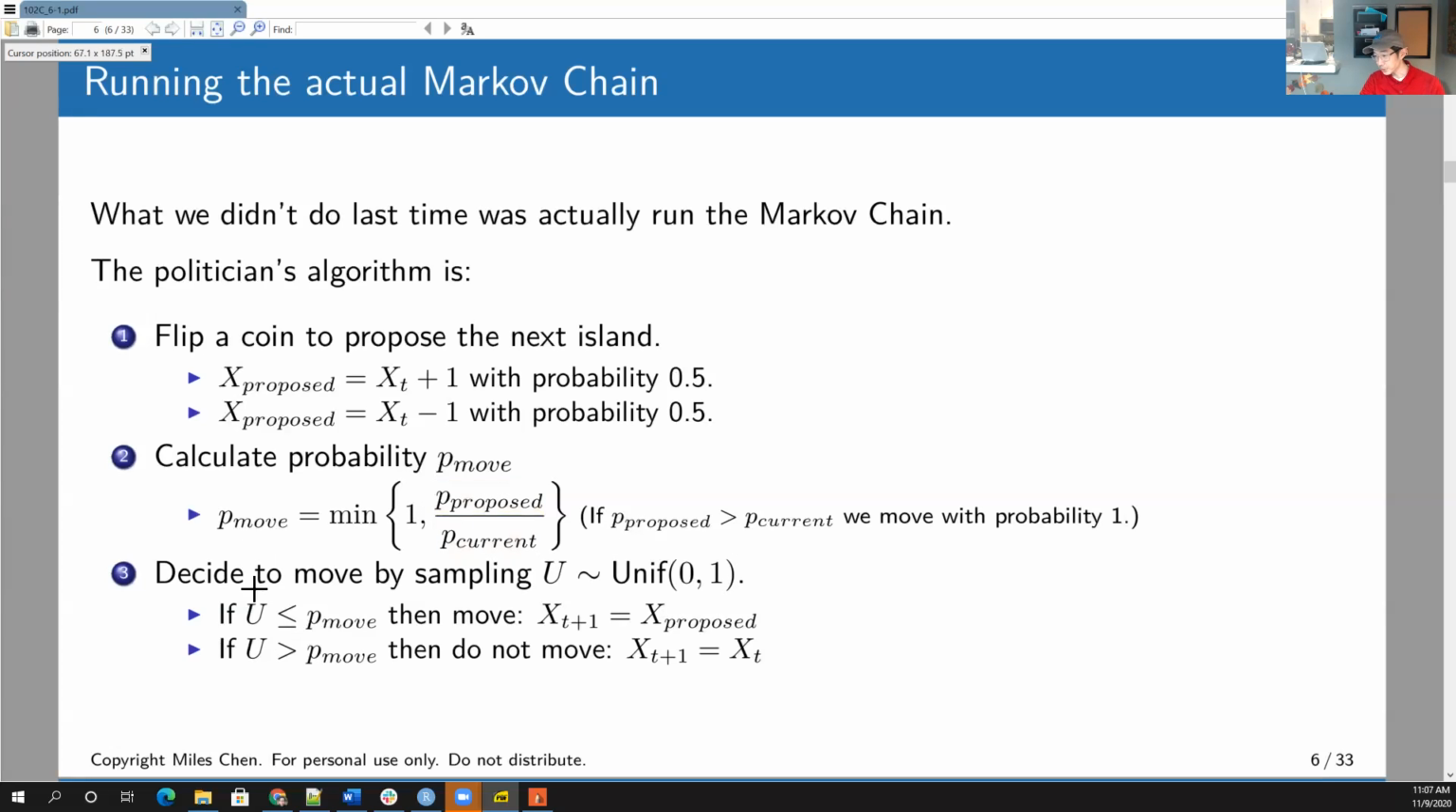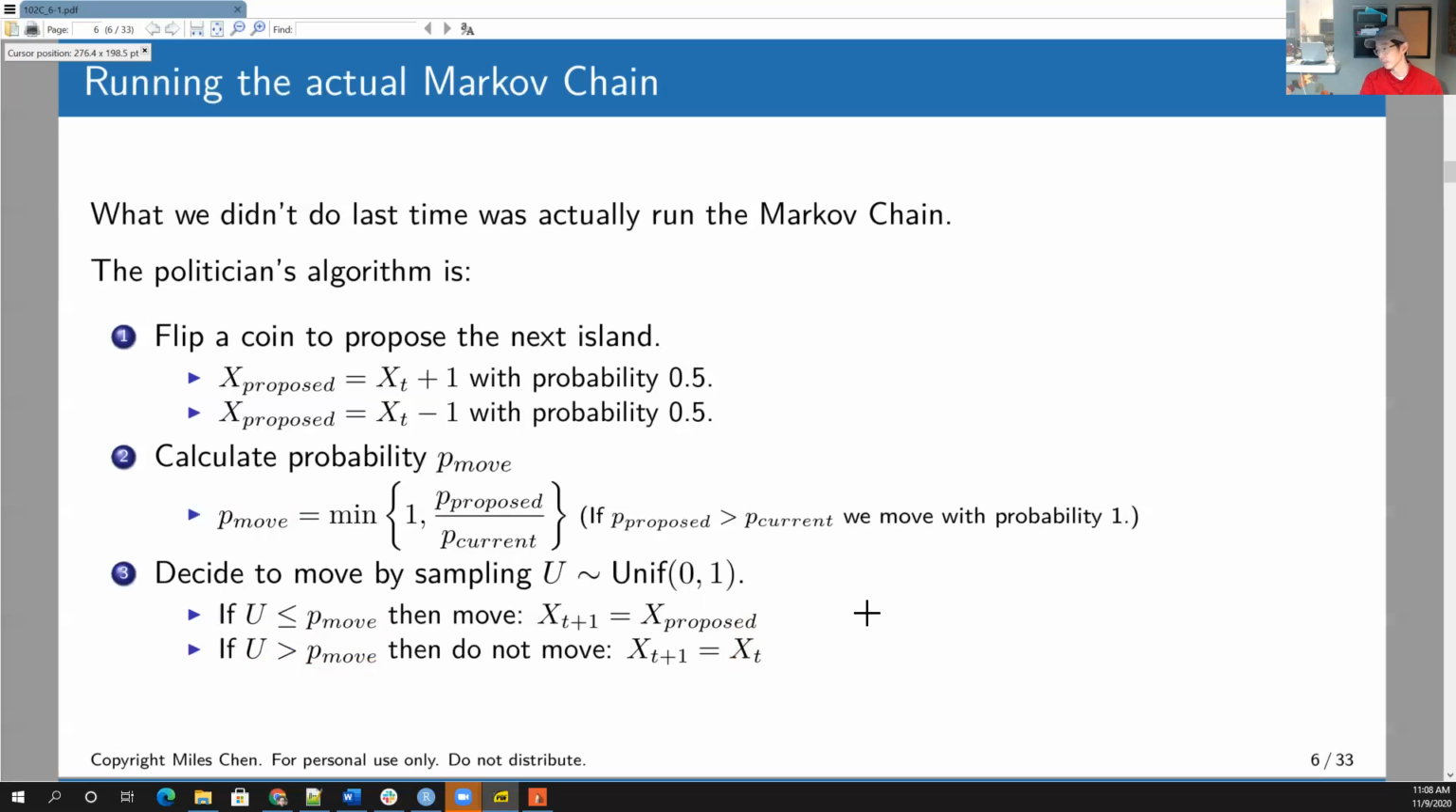Okay, and we're going to move there by sampling a random value u from the uniform 0, 1. If u is less than P move, then we move to the proposed island. X at time t plus 1 is going to be the proposed island. If u turns out to be greater than P move, then we don't move and we stay put at the current island. And x at time t plus 1 is equal to our current value x at time t.